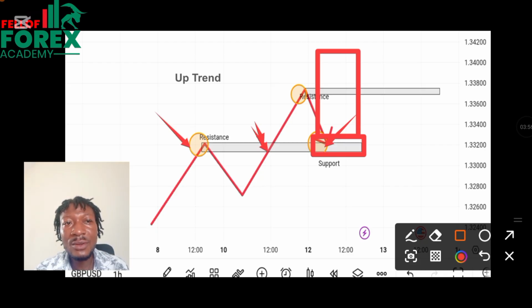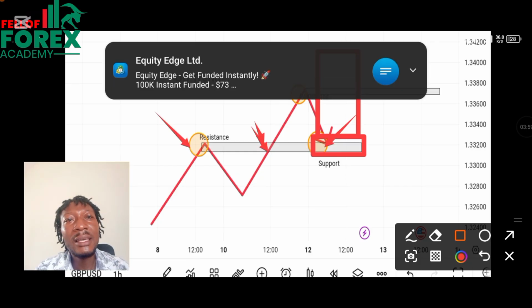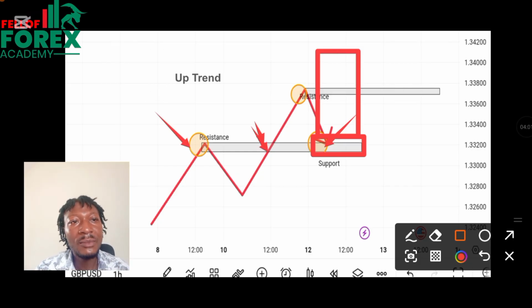Wait for price to break through the zone, then you wait for it to come back and give you a buy entry. So that's how simple trading support and resistance should look, okay.